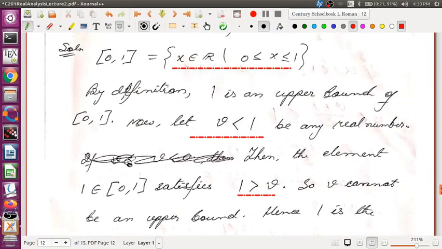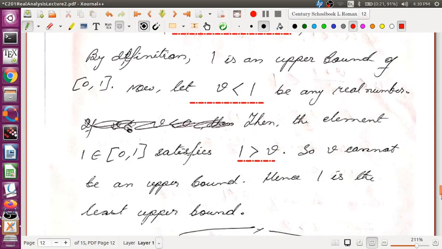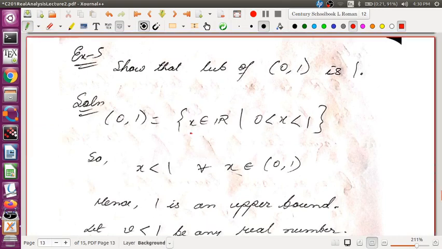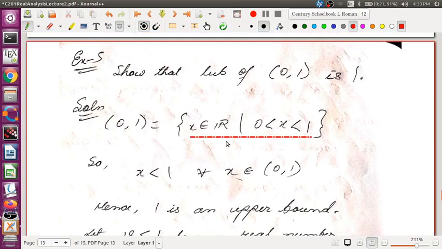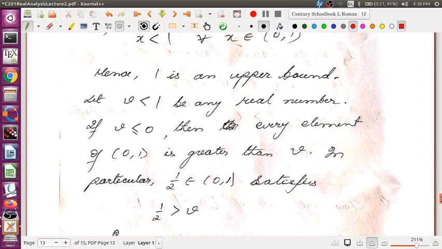In the earlier case you see that 1 is the least upper bound of this set, but 1 is also a member of this set. This makes things a little bit easier for us. But in the next case we have the open interval (0, 1), which is the set of all those real numbers which lie strictly between 0 and 1. So here x is less than 1 for every x inside (0, 1). Hence 1 is an upper bound. That's not a problem. Every element of this set is less than 1.